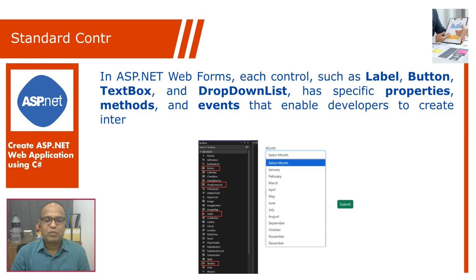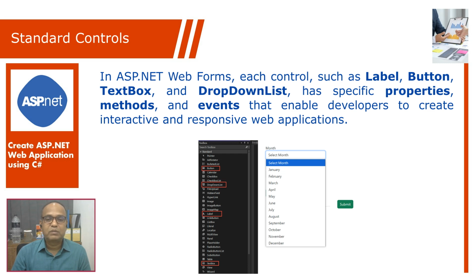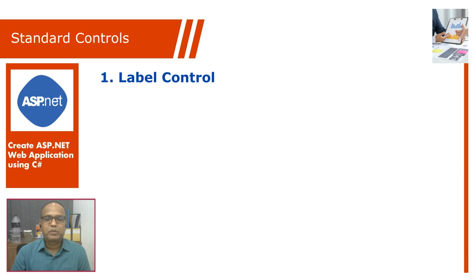Standard controls. In ASP.NET Webforms, each control such as a label, button, text box, and drop-down list has specific properties, methods, and events that enable developers to create interactive and responsive web applications. Let's give an overview of the key methods, properties, and events for each control. Number 1. Label control. Label control generally displays text on the pages.